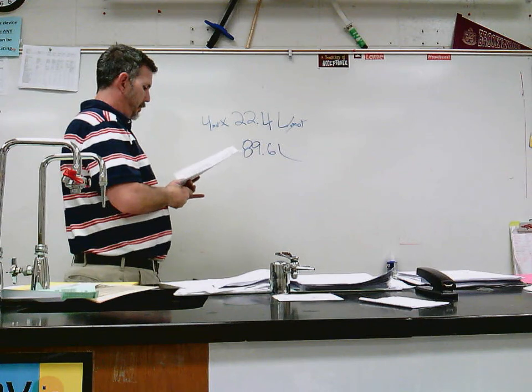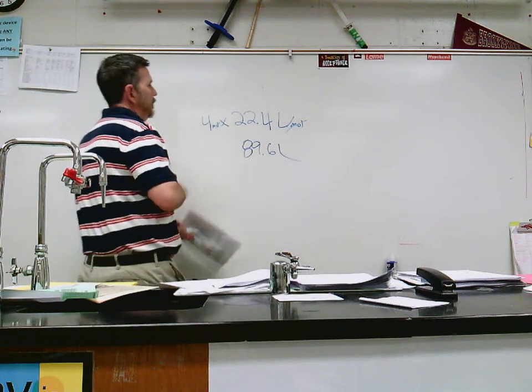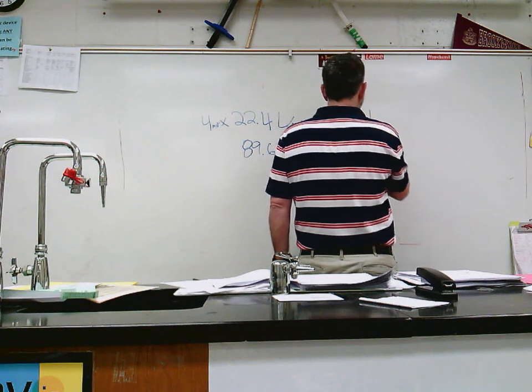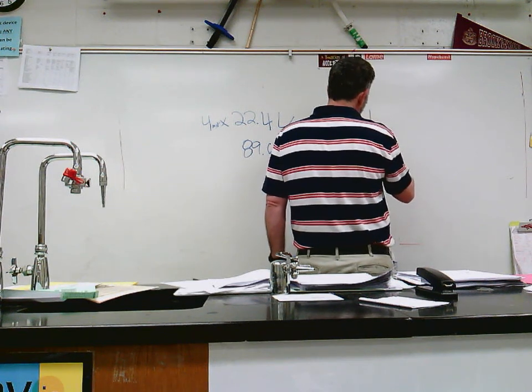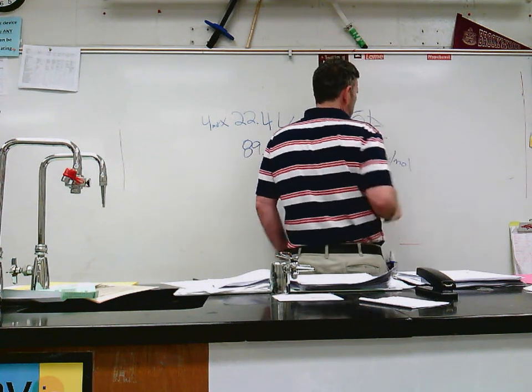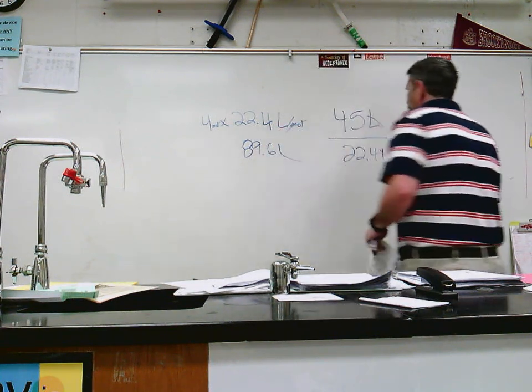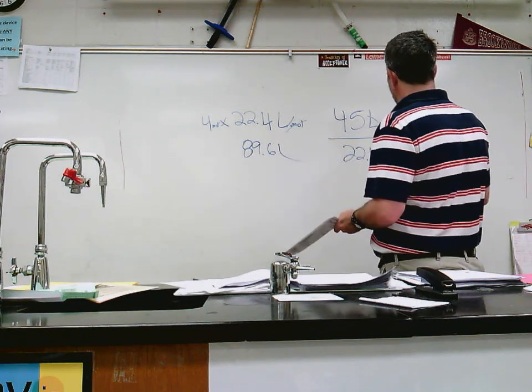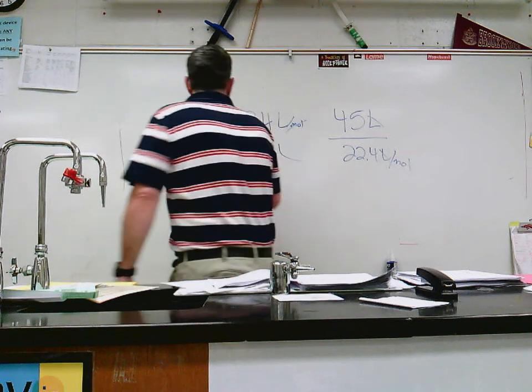How many moles are in 45 liters? Too easy. Hopefully these are really easy for you too. 45 liters. Well, how many moles are in it? Divided by 22.4 liters per mole. That gets rid of liters. And I'm telling you right now that it's going to be 2 point something. Yeah, 2.0 moles.